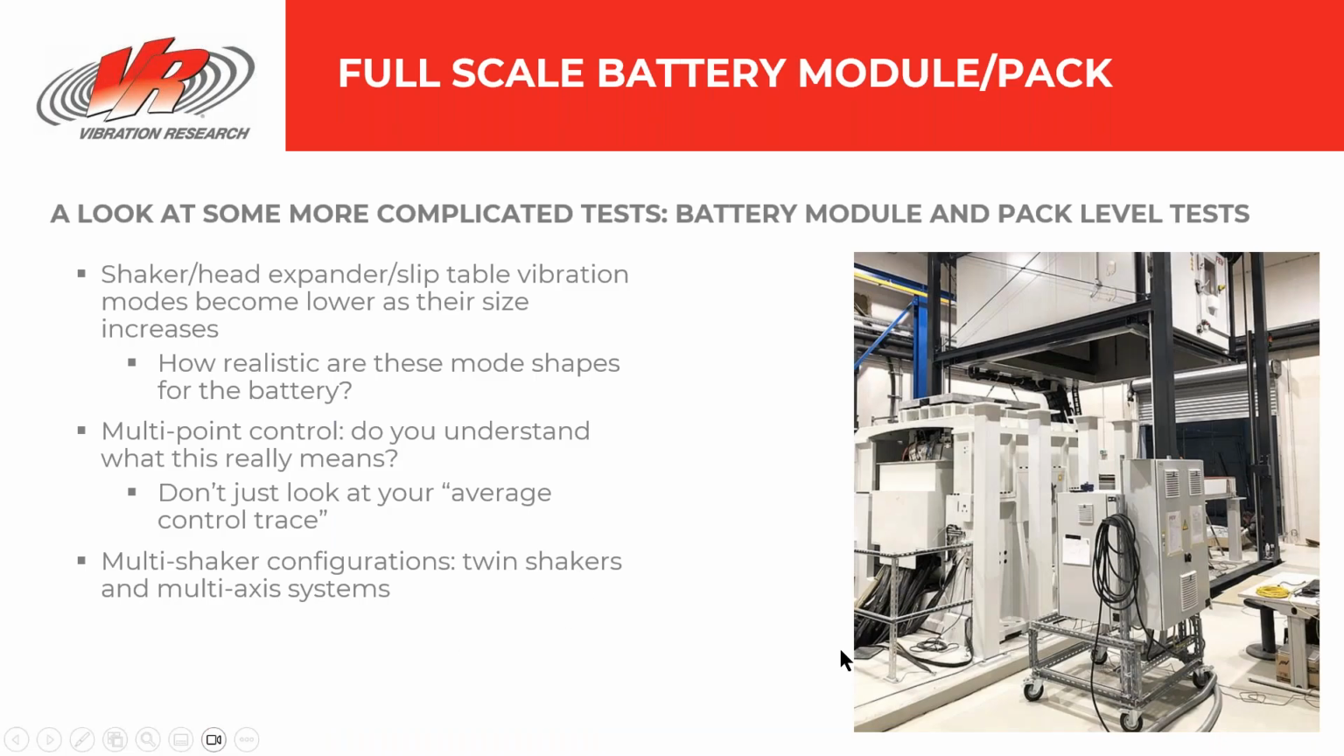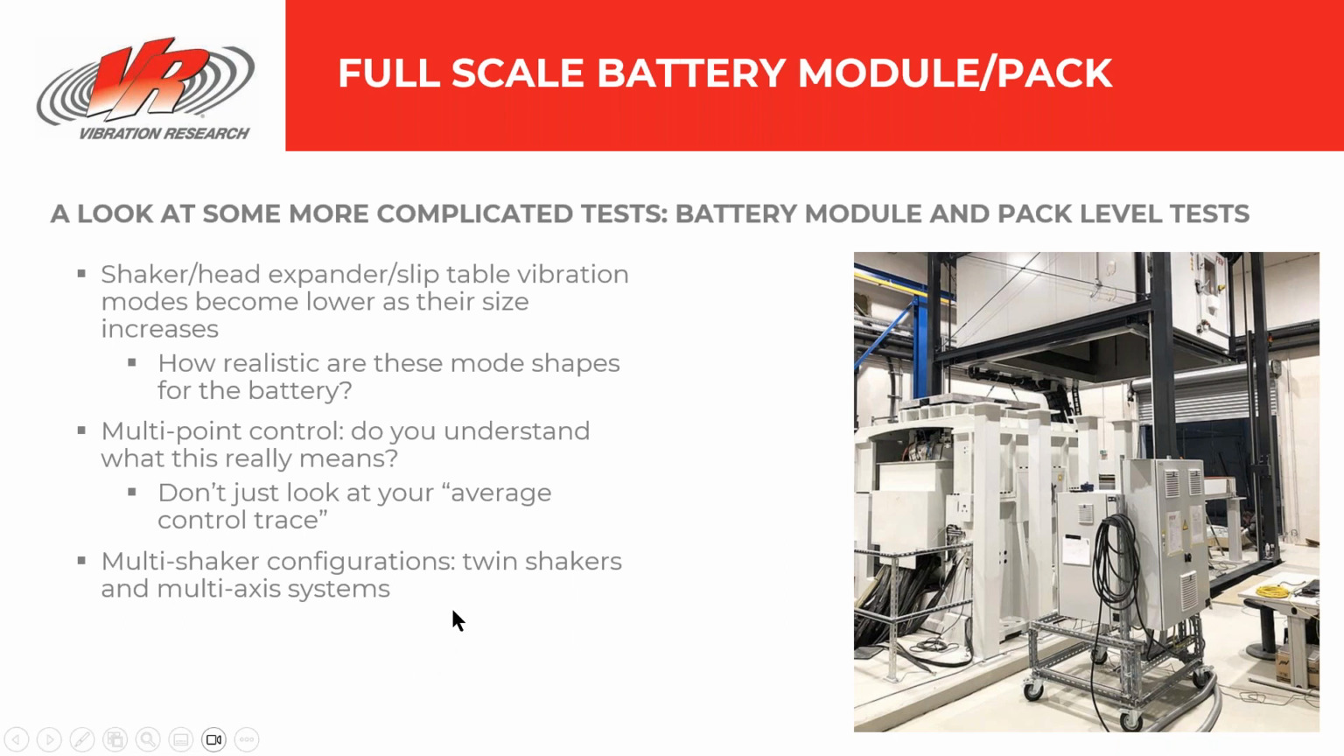Here's a quick look at some of the facilities that are around at the moment. Here's, I think, a 200 kilonewton system, with a head expander and a slip table to one side. Generally, the battery packs are being done at temperature as well, or they're combining temperature and vibration within the same facility. So this is where mode shapes are going to affect things and multi-point control. So please look at the variation between your control points. Don't just look at the average control trace. Have a look at what the different control positions are giving you.